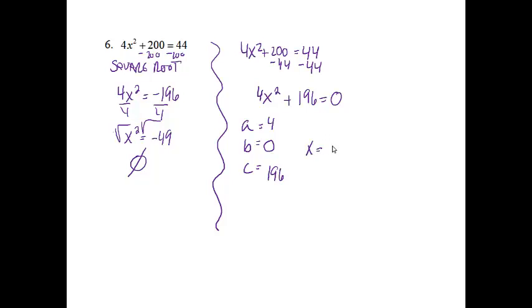Then I'll get x equals opposite B, which would be 0, plus or minus square root. B squared would be 0, minus 4 times 196, because I did 4 times A times C, all over 2A. 2 times 4 is 8. All right, if you plug that in your calculator, you're going to get an error that says non-real answer. So once again, either way you work it, you get no solution. Right, number 7, we've got x plus 3 squared is equal to 36. I'm going to, again, work this a couple different ways.